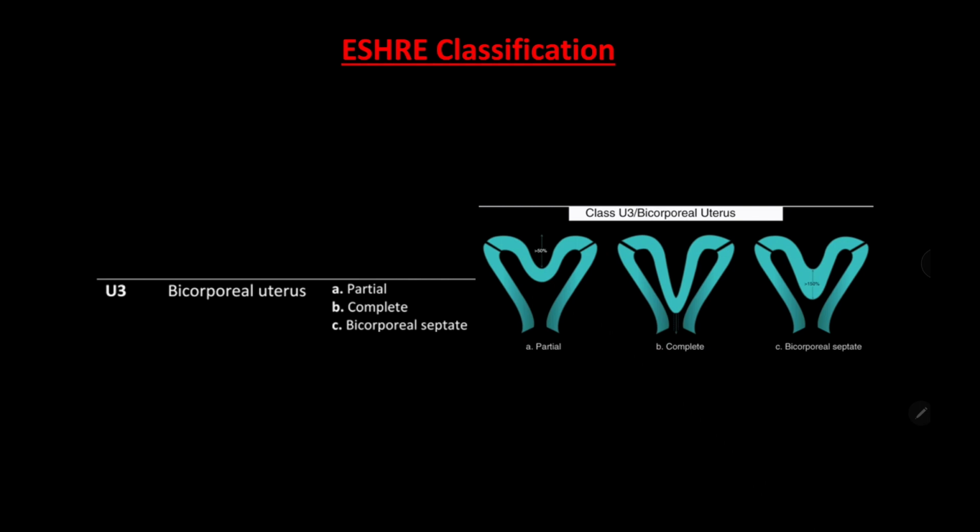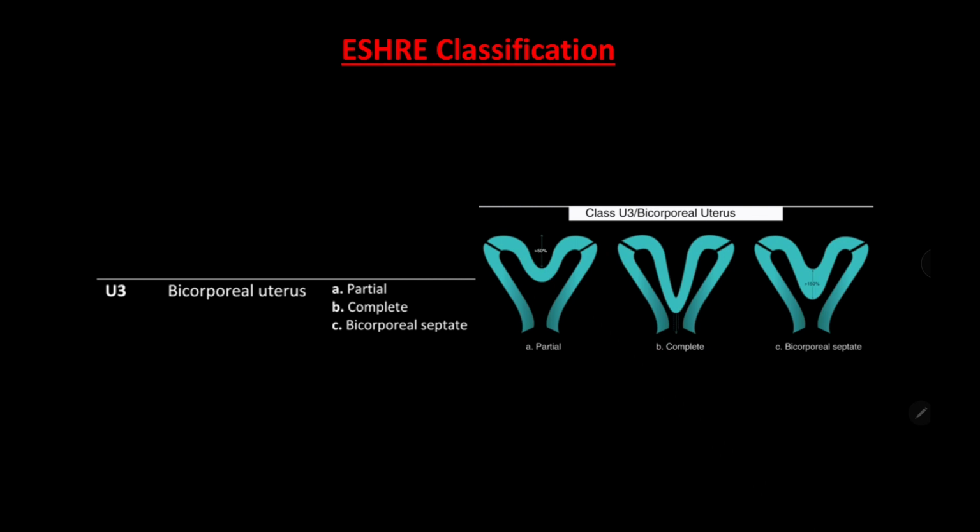The U3 bicorporeal uterus is again divided into partial, complete, and bicorporeal septate. The partial bicorporeal uterus is mainly characterized by the external fundal indentation, partially dividing the uterine corpus above the level of the cervix. However, in the complete bicorporeal uterus, the external fundal indentation completely divides the uterine corpus up until the level of the cervix, sometimes even the cervix and the vagina as well.